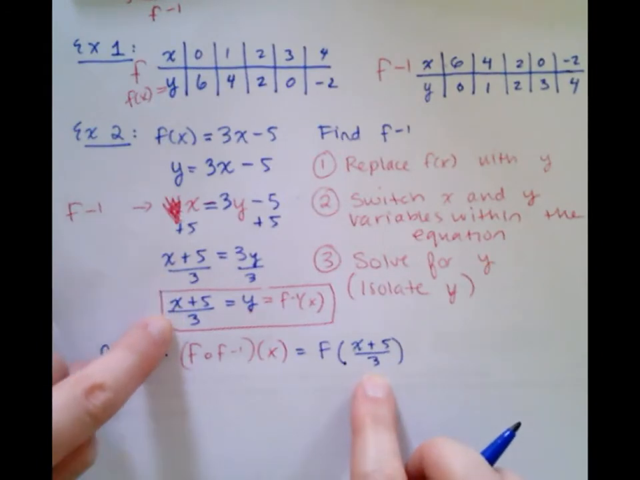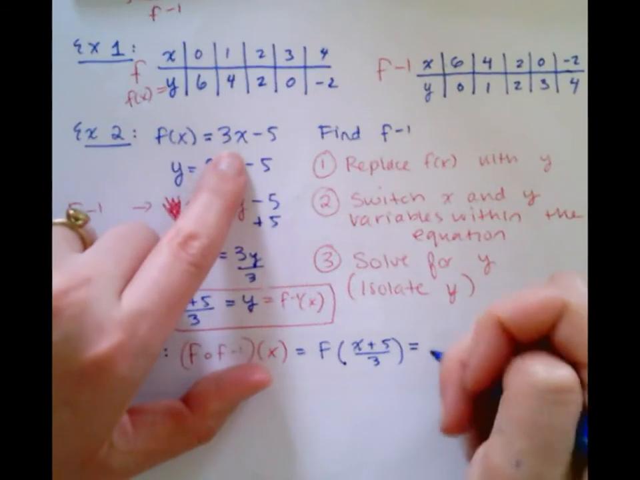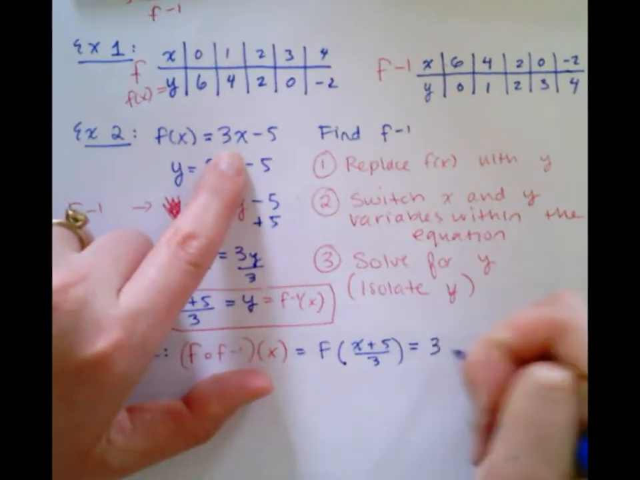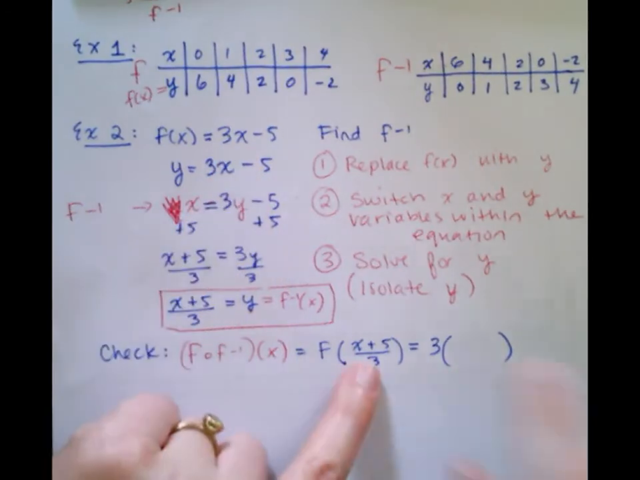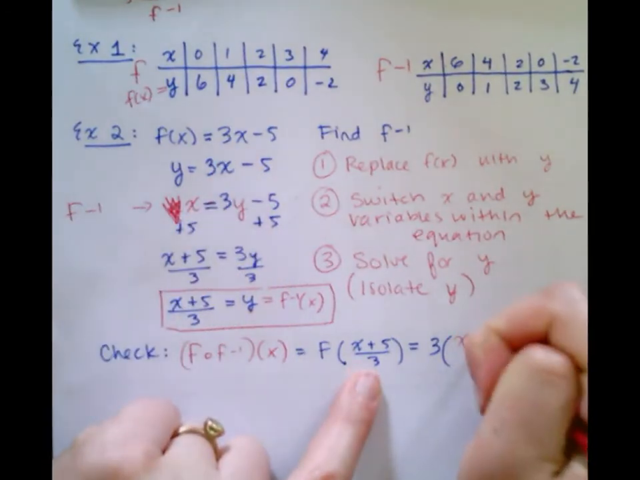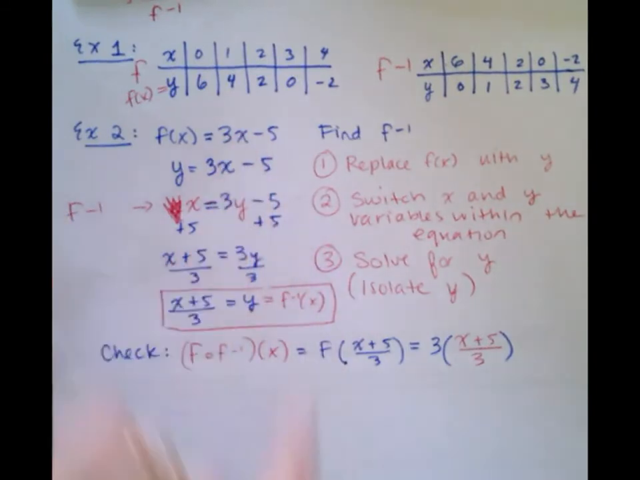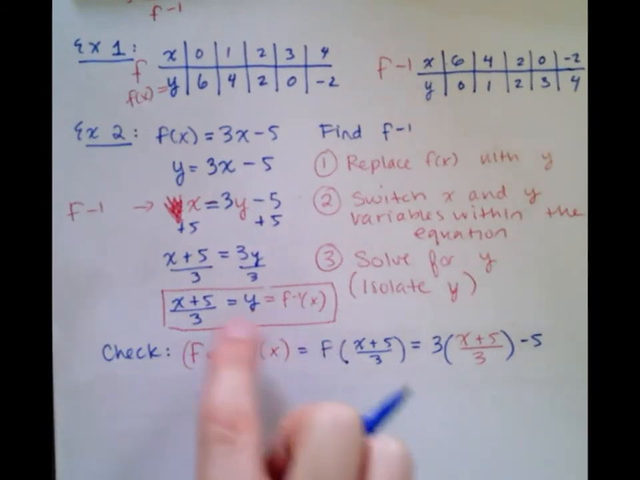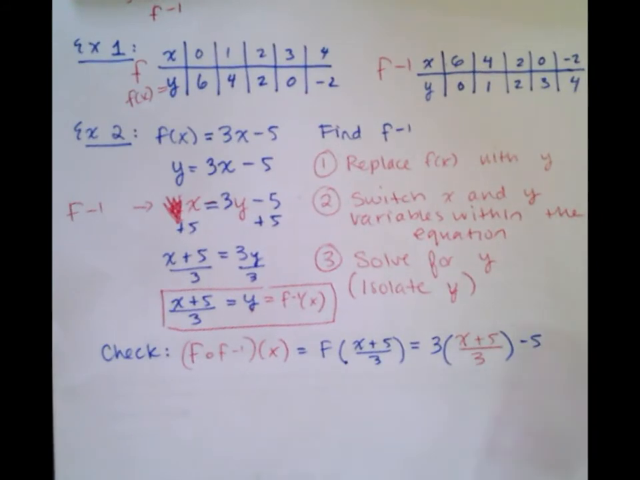So when I do that, that means f of x plus 5 over 3. That's my f inverse function. I'm plugging it in for my x values in f. So then I have to do 3, and where this x was, I'm going to put the x plus 5 over 3. So that's replacing x in f of x. And then I would do just minus 5. My goal is, I know that we did this correctly if this will simplify to be just x. So let's see what happens.